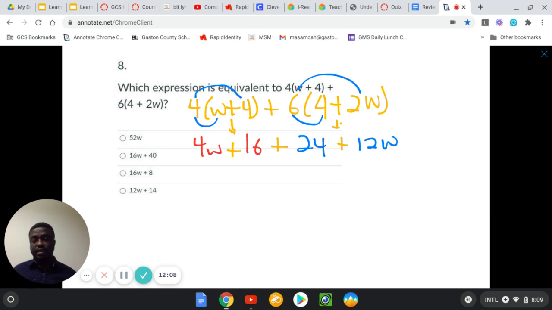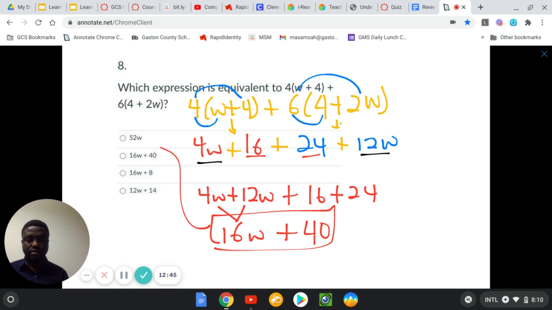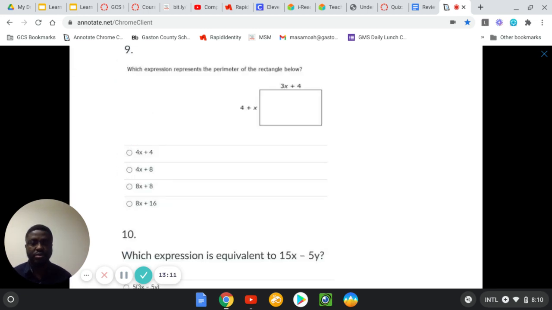Now, like we did previously, we can still solve problems here by adding the like terms. So I'm going to first of all group the like terms. So I have w here. So I have 4w plus 12w. Then plus I also have 16 and 24. So 16 plus 24. So this will give me 16w plus 40. That's it. It's equivalent to that.